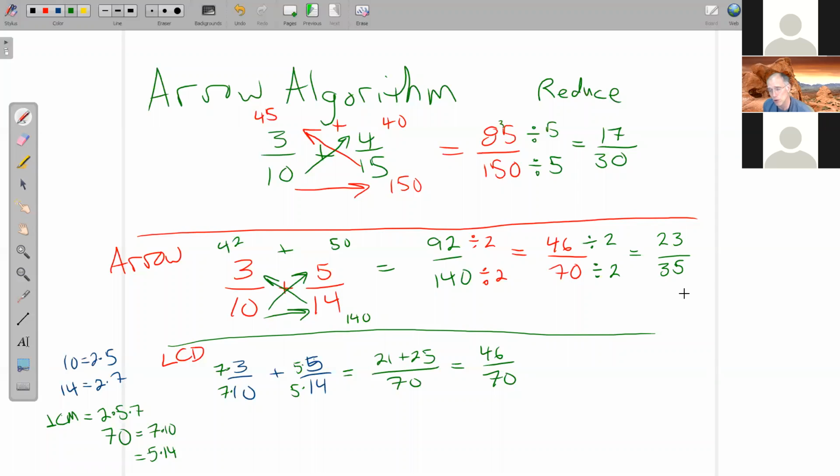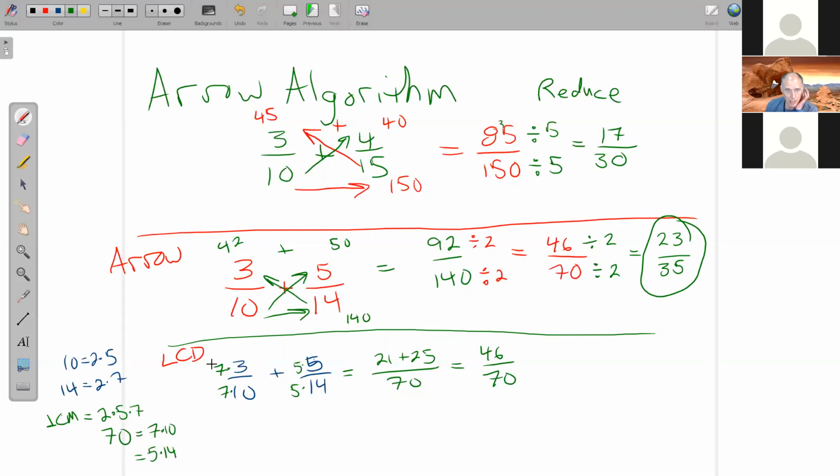Can I reduce further? Well, I don't know. Let's see. They're not even. 3 doesn't go into 23 or 35. What's next? 5 goes into 35, but not 23. What's next? 7 goes into 35, but not 23. I'm done. Okay. So I checked multiples related to the bigger number. Nothing reduces here. That's the final answer.